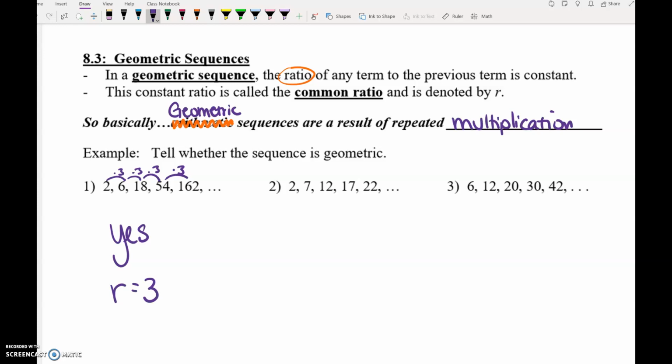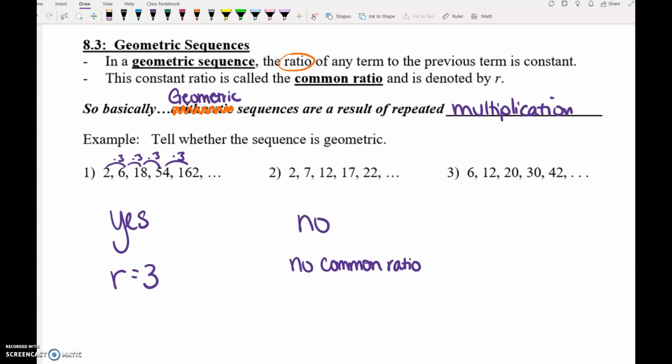We use R for the common ratio. D is for arithmetic sequences. R is for geometric sequences. So I want you to pause the video, take a minute, and decide if number 2 and number 3 are geometric sequences or not. Number 2 is no.